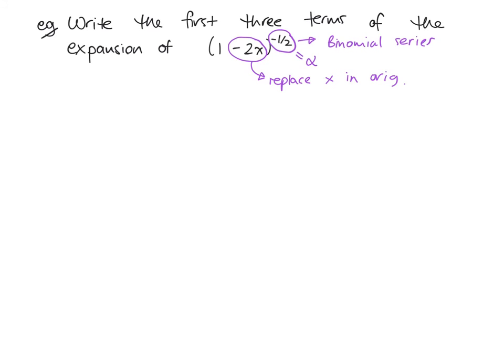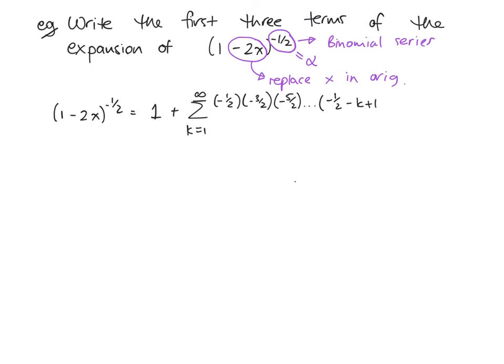So if we go ahead and do that, then we have 1 minus 2x to the minus a half is equal to 1 plus, and we have our sum from k equals 1 to infinity. And we have minus a half minus 1, which is minus 3 over 2. And we have minus a half minus 2, which is minus 5 over 2. And we keep on subtracting until we get minus a half minus k plus 1. And then we have minus 2x, which replaces our x in the original, all to the k. And don't forget to divide by k factorial.